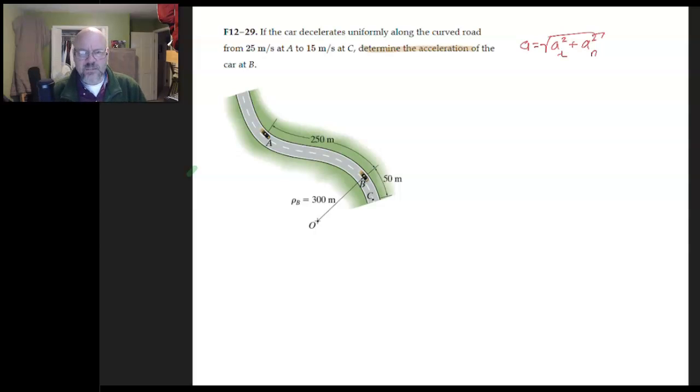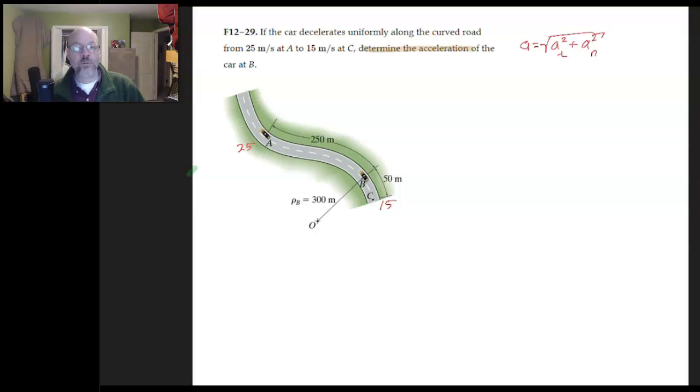Now this one's a little more complicated. We've got to read it pretty carefully. The car is decelerating. That's a term your book uses. In physics, we don't really say deceleration, but that's okay. So it's going to be a negative value for the acceleration, slowing down from A to C. At A, I'm going to write this down here, our velocity is 25, but at C, it's down to 15. And it does say decelerates uniformly, so that's nice.